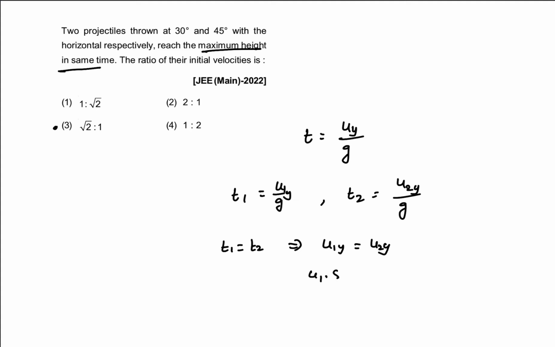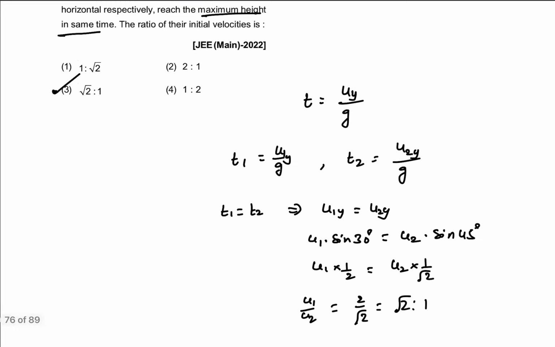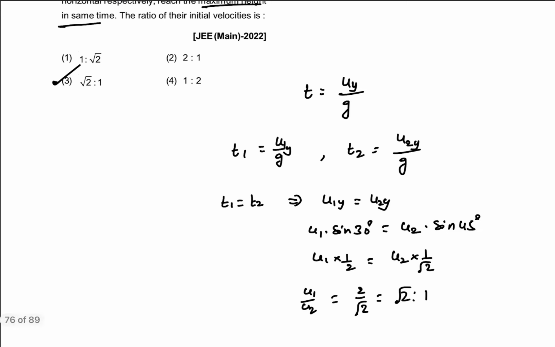u1 value you don't know. u1 into sine 30 degrees is equal to u2 into sine 45 degrees. You calculate that, you will get u1 into 1 by 2 is equal to u2 into 1 divided by the root 2. So u1 divided by the u2 is equal to 2 by root 2. We will get root 2 to 1 as the answer.